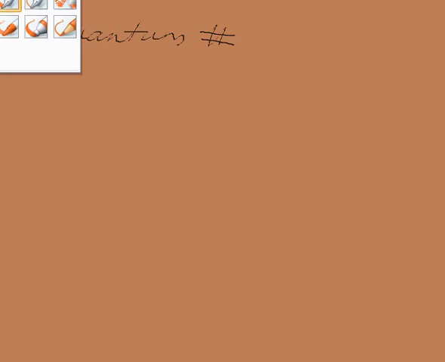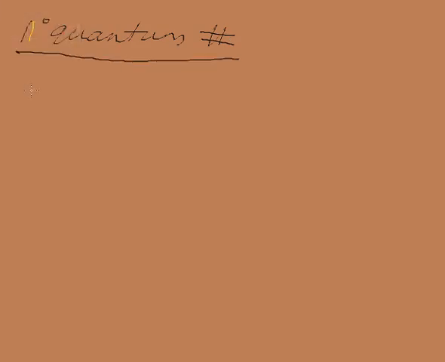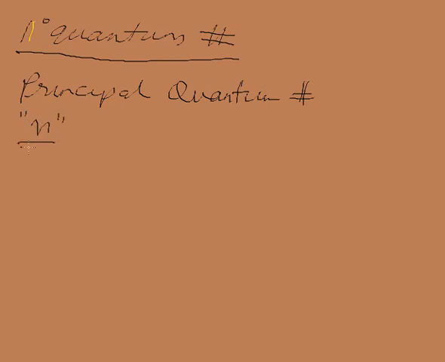The principal quantum number. Now, the principal quantum number is the most important quantum number. It tells you about the principal energy level or the shell to which the electron belongs. It is called the principal quantum number, and it is denoted by n. And it tells you about the shell, or the orbit, to which an electron belongs.